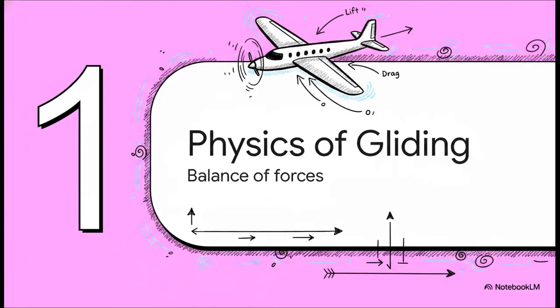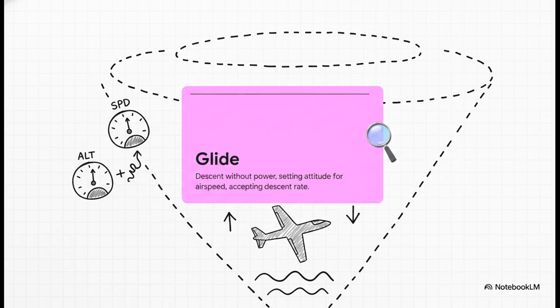All right, let's kick things off with Section 1, the physics of gliding. The very first thing we need to clear up is that an airplane without power doesn't just drop out of the sky like a rock. No way. It's still an airplane, it's still generating lift, it's just operating on a slightly different balance of forces. Look at the formal definition here.